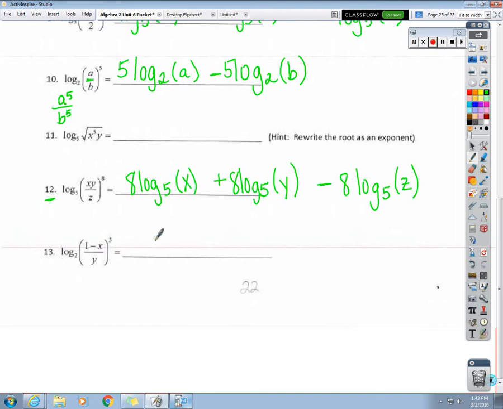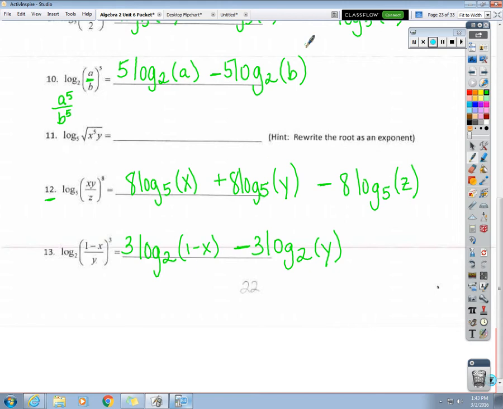Okay, number 13. How many times do you think I'm going to write log base 2? Okay, have we split these before though when it's minus? No, you don't split it, you just keep it together. So log base 2 of 1 minus x and log base 2 of y, what sign goes in between those? Minus, and then what all is raised to the third power? Both, or everything, so you put a 3 in front of that one and a 3 in front of that one.